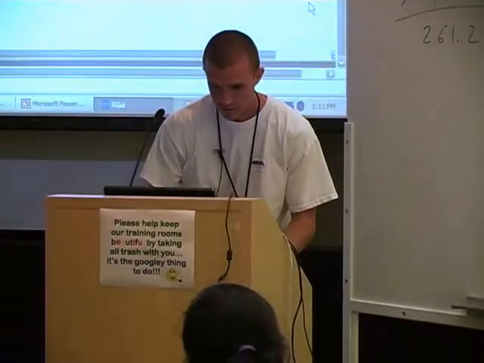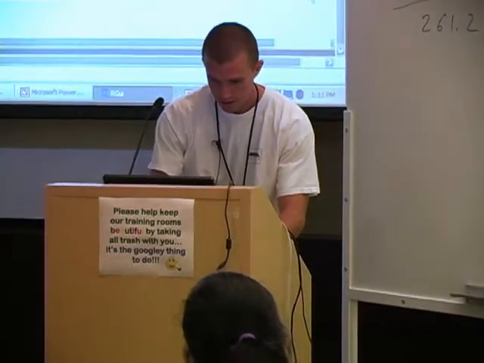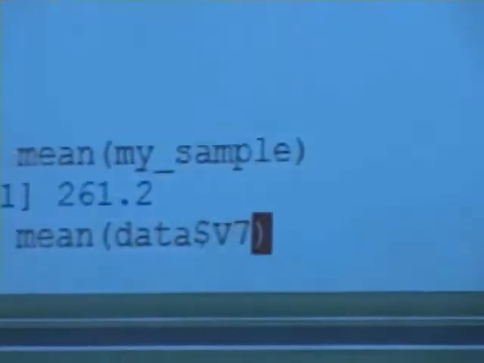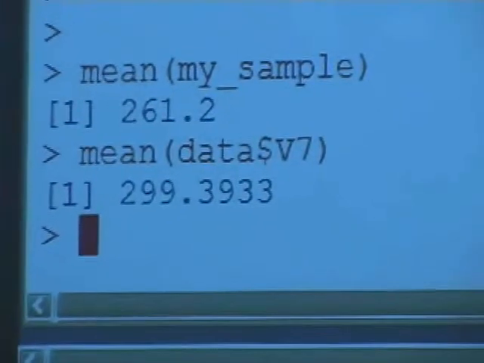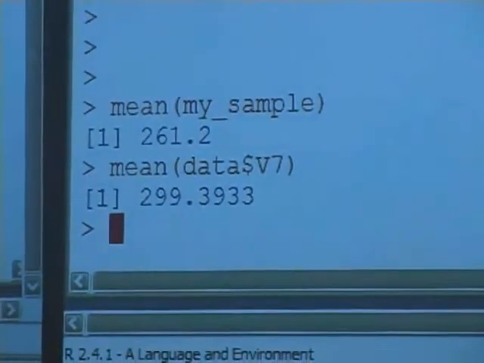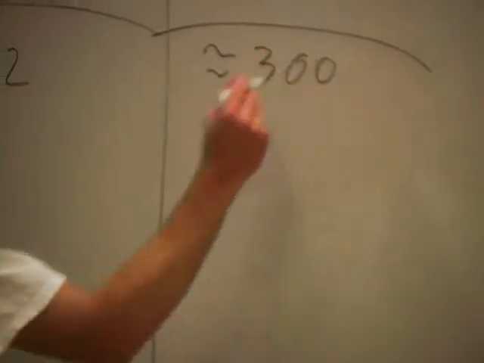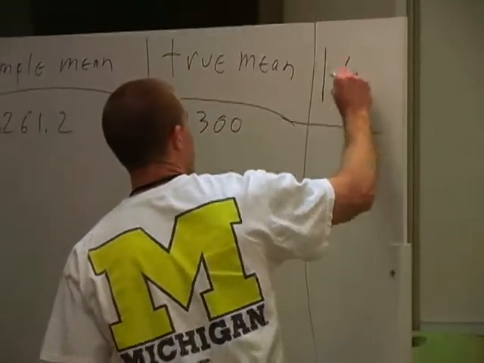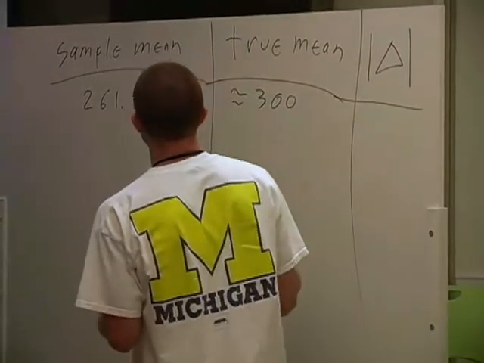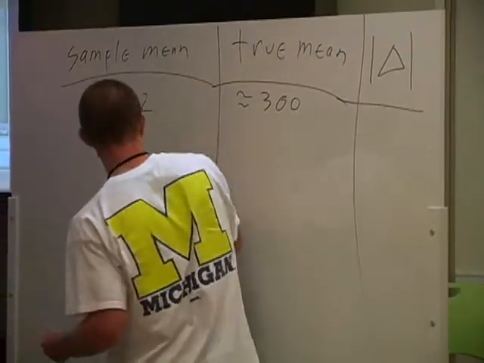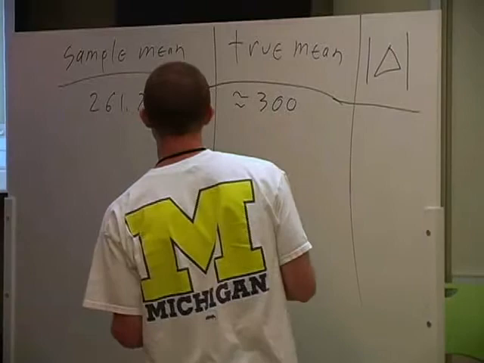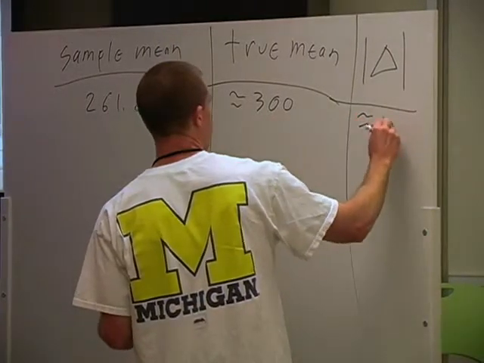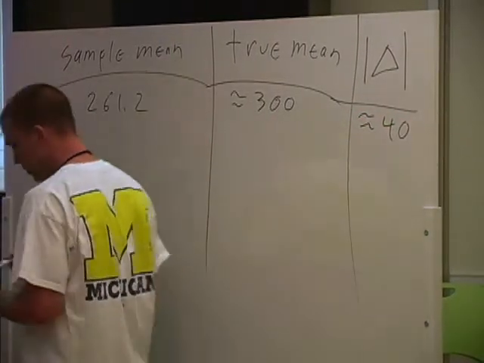So let's just look at the mean of data$V7. And so the real mean is 299.3. Let's just call it roughly 300, right? Okay, so our delta, or we call it our absolute delta, the price we paid for taking just 10 observations as opposed to all 1922, we're off by roughly 40. Okay, so that's the price we paid.